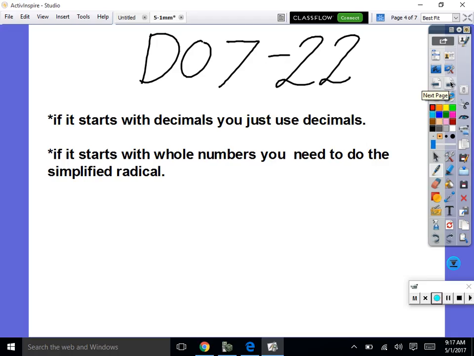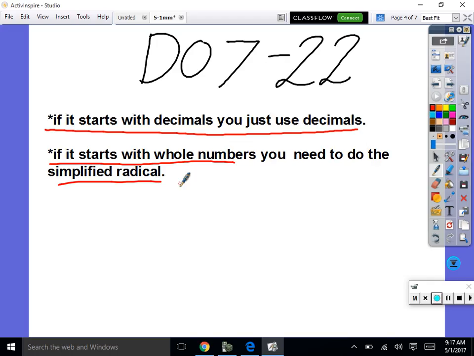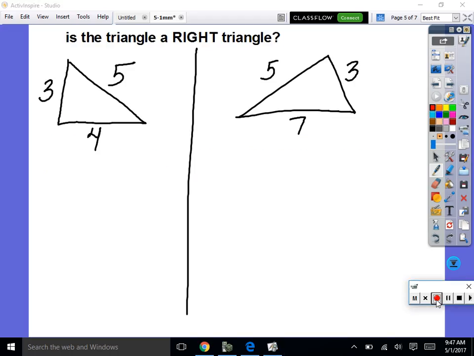Here's the general rule of thumb, though, everybody. Because listen, this part gets confusing. If it starts with decimals, just use decimals. Meaning, you can just do the square root of 22.3, because we don't know how to break that down. Does everybody understand? But if it starts with whole numbers, you need to do a simplified radical like in my examples. Ready, set, go. Okay, next example.